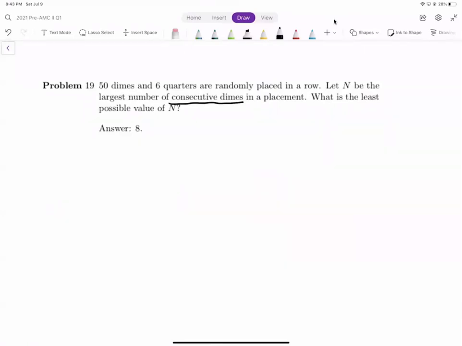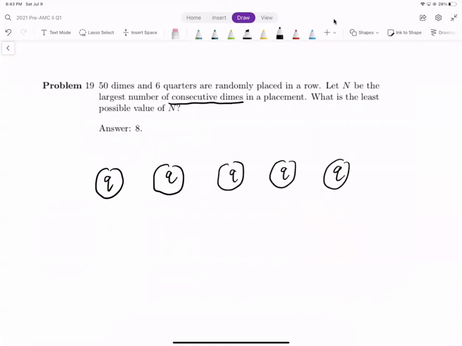All right, so here we have 6 quarters. So this is a quarter, this is a quarter, this is a quarter, this is a quarter. And we can put the dimes either between the quarters, in the front, or in the back. So basically we have 7 sections to accommodate.